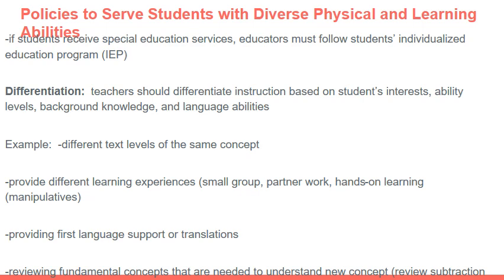So, differentiation means basically that you're providing unique types of instruction based on students' interests, their ability levels, their background knowledge, and also their language abilities. An example of differentiation could include providing different text complexities or different text levels. Even though the content might be the same, there might be various levels of difficulty of the text in terms of the words being used and the length of the sentences.